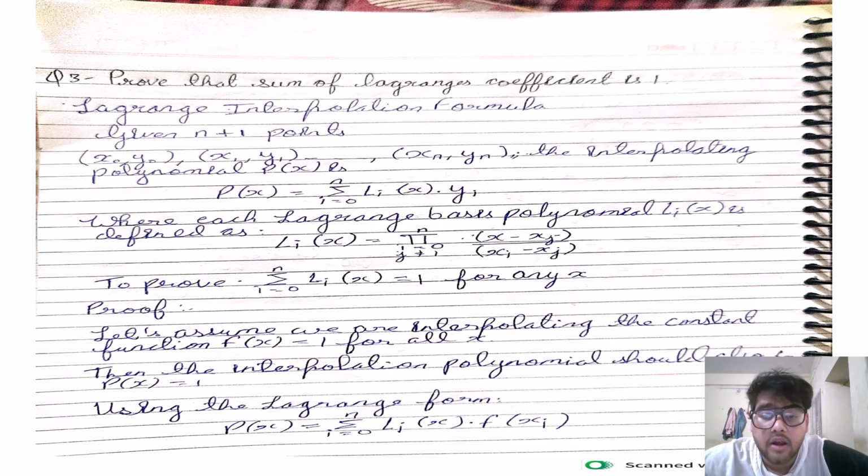To prove: summation of li of x from i is equal to 0 to n is equal to 1 for any x. For the proof, let's assume we are interpolating the constant function f of x is equal to 1 for all x. Then the interpolating polynomial should be p of x is equal to 1. Using the Lagrange form, p of x is equal to the summation of li of x into f of xi from i is equal to 0 to n.